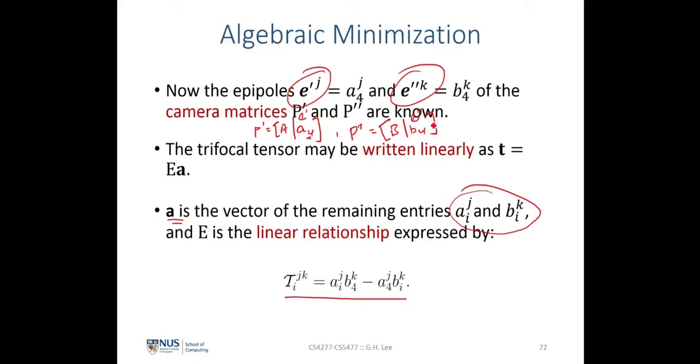Because in this case we have already solved for E prime and E prime prime, which correspond to the last column of P prime and P prime prime, the remaining unknowns here would be the entries in capital A and capital B, the first 3 by 3 matrix of the respective camera projection matrix. And we know that this relation represents the respective entry in the trifocal tensor. So in a linear relation, we can rewrite this relation in terms of this, where E consists of all the known entries, and A over here is a vector that contains the remaining unknown entries in the two respective camera projection matrices.